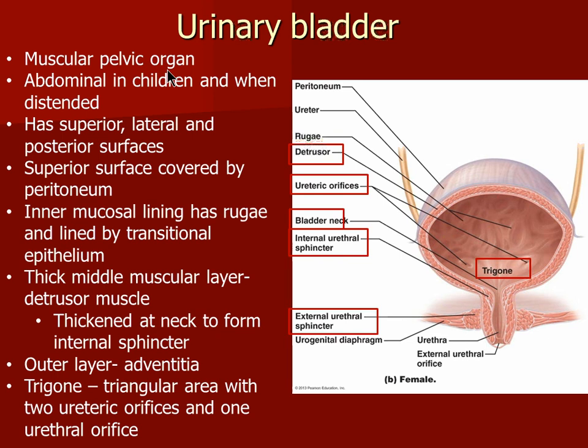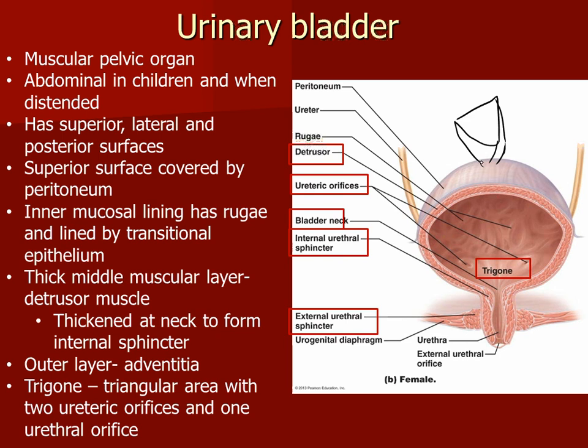Okay? If you look at it, it has a superior surface, which is on the top. It has lateral surfaces, which will be on the sides. And then it has a posterior surface, which will be a surface at the back. So it looks somewhat like a pyramid. If you look at it from the top, it looks somewhat like a pyramid like this. So this is how the bladder would look.